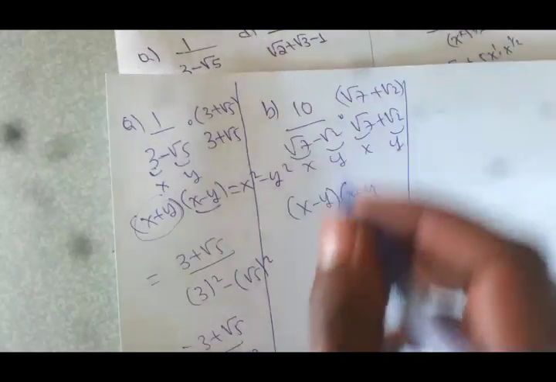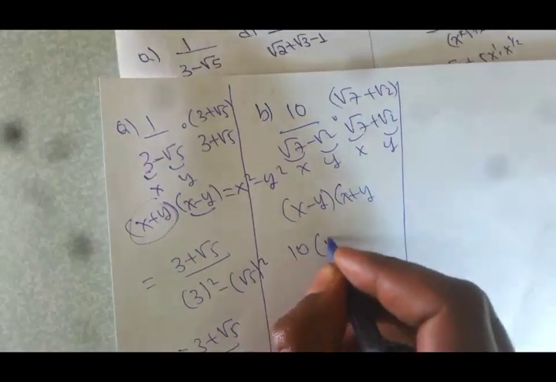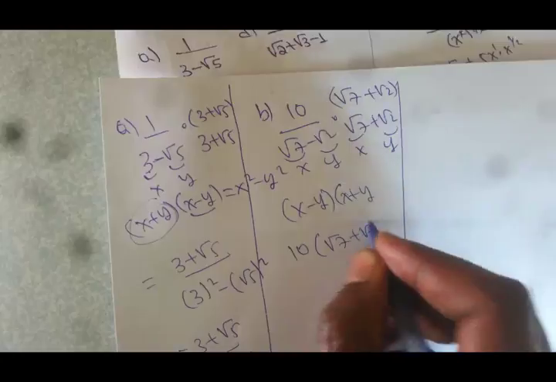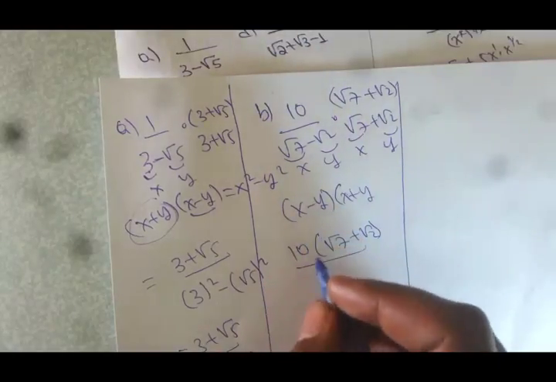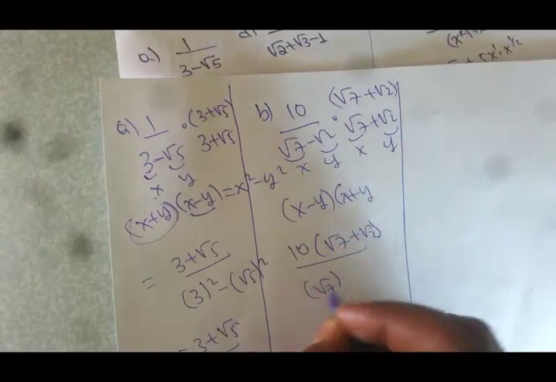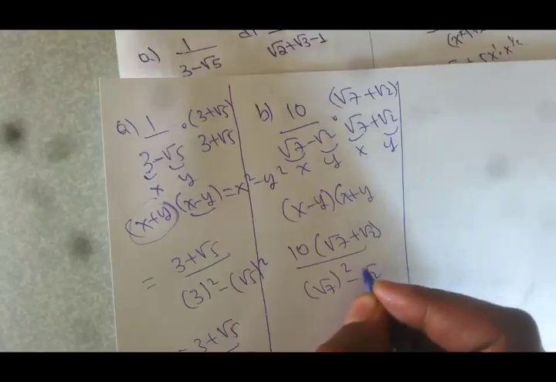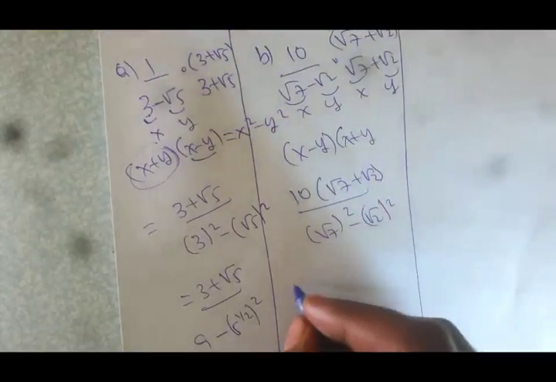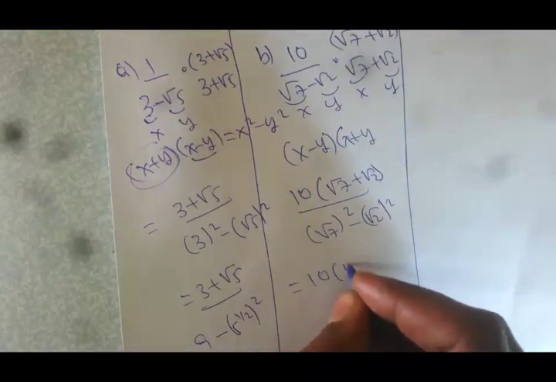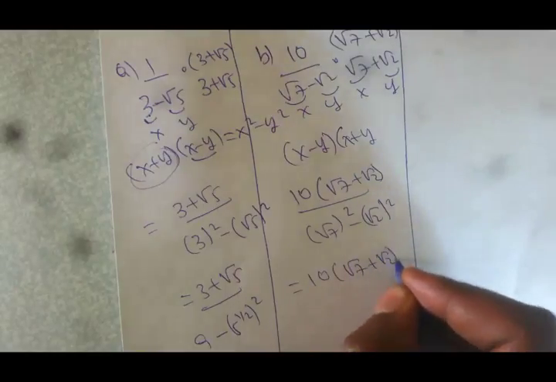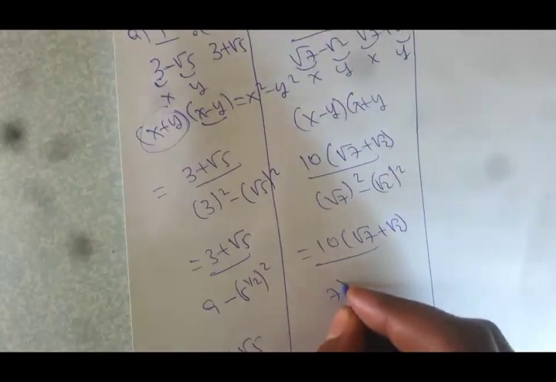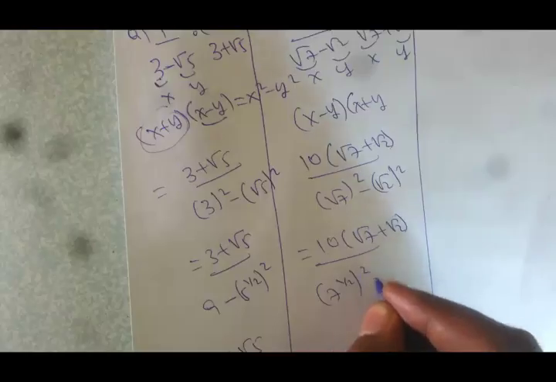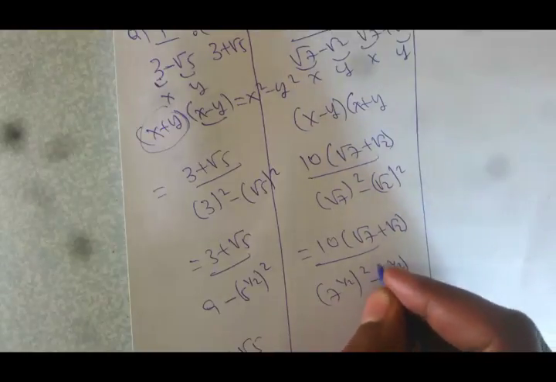root 2. Therefore this is equal to 10 times root 7 plus root 2 over x square minus y square, root 7 the whole square minus root 2 the whole square. Therefore this is equal to 10 root 7 plus root 2 over 7 raised to 1 over 2 raised to 2 minus 2 raised to 1 over 2 raised to 2.